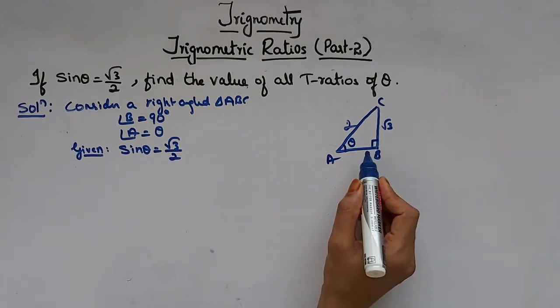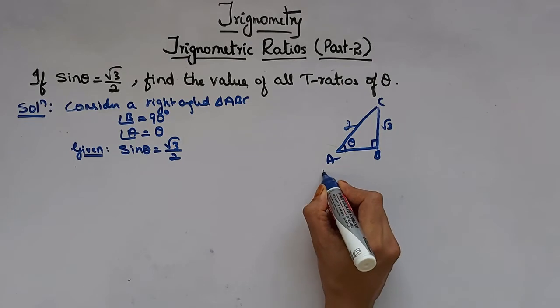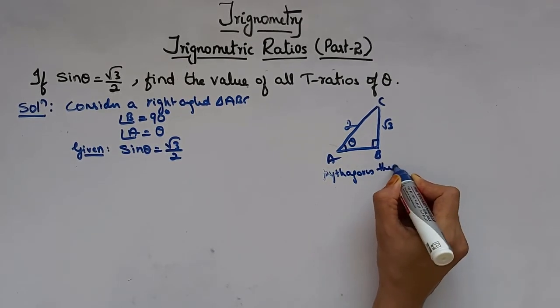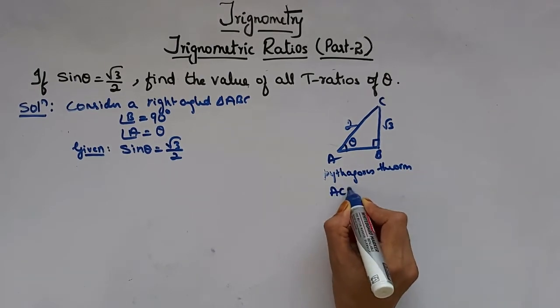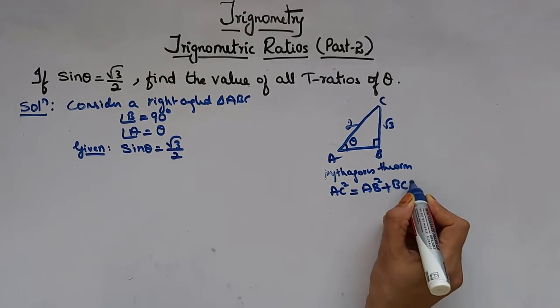Right? So now what is AB? So from Pythagoras theorem, let me do here. So Pythagoras theorem, we know AC square is equal to AB square plus BC square, right?